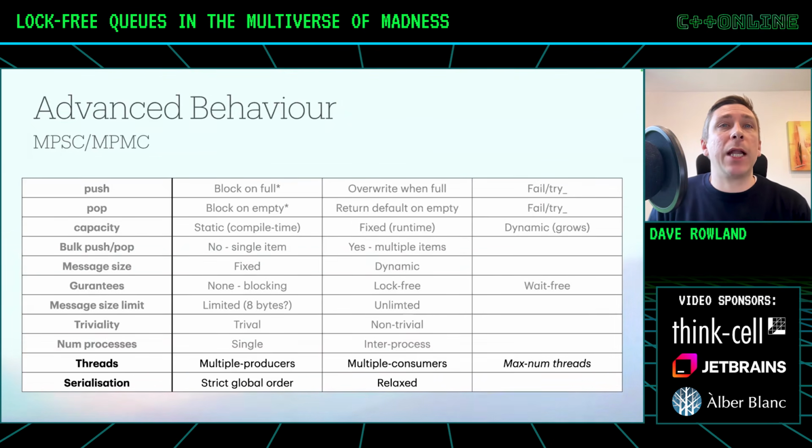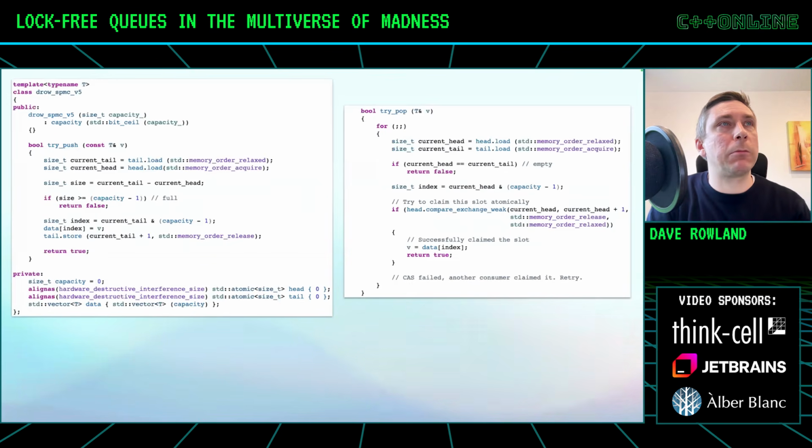have to think about, can there be multiple producers? Can there be multiple consumers? And also, is there a max number or an upper bound on the number of threads that can either be used at one time or ever be used with that queue? Maybe they keep the thread IDs and never clear them. And then also, is there a strict global order, or is the order of operations on that queue relaxed? And I'll explain what I mean by that.